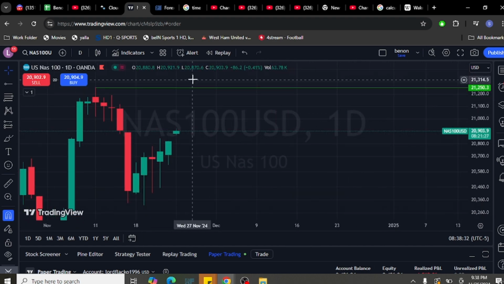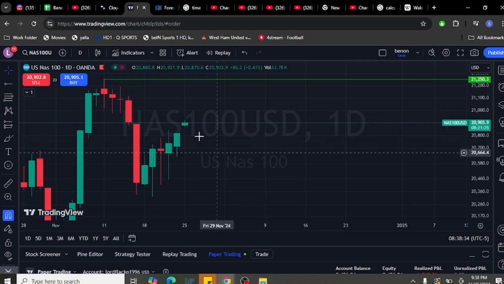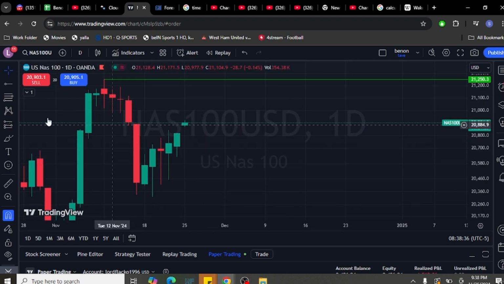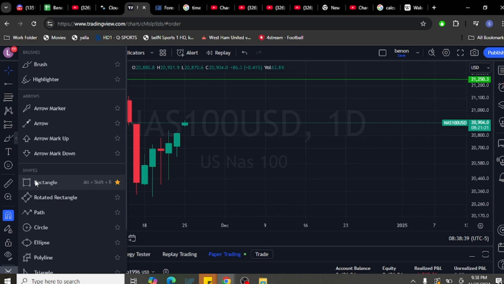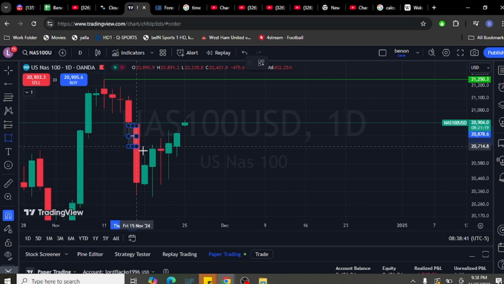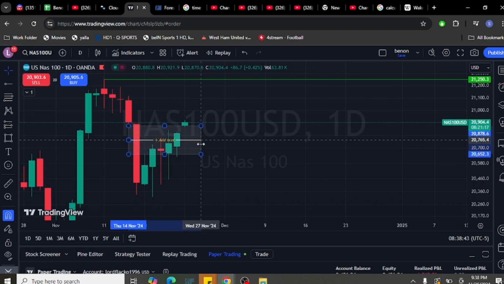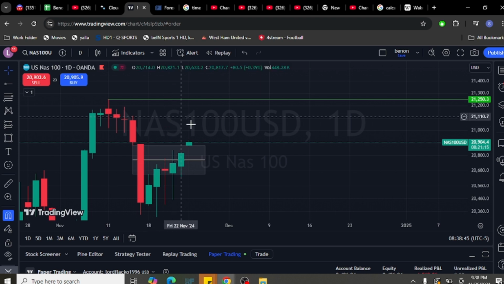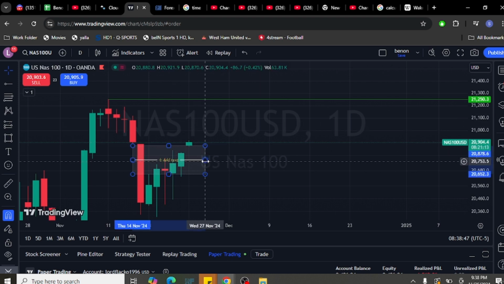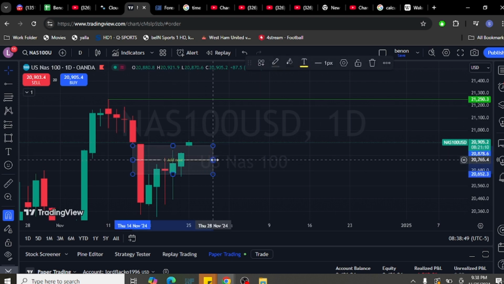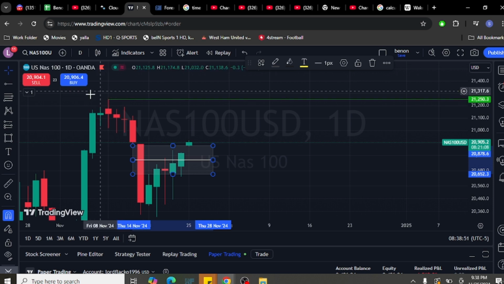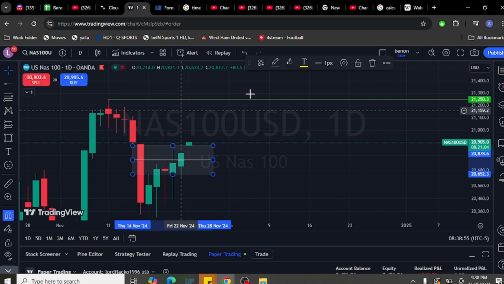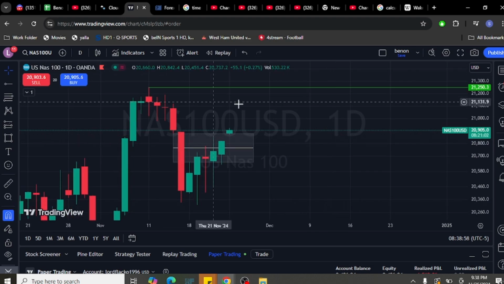Similar thing, I don't expect anything back here because we've already taken out this CB. So I would like to see it act as an IFEG or an inversion FEG and then go up all the way here, because this looks like obvious liquidity, buy side liquidity.